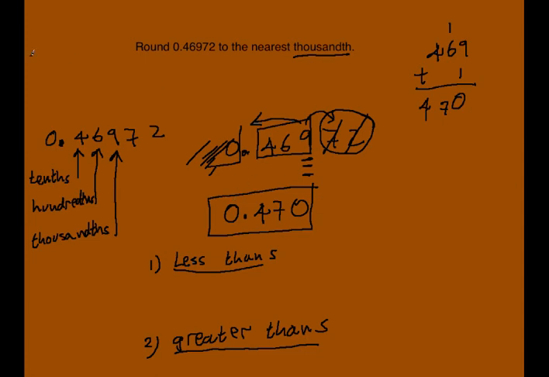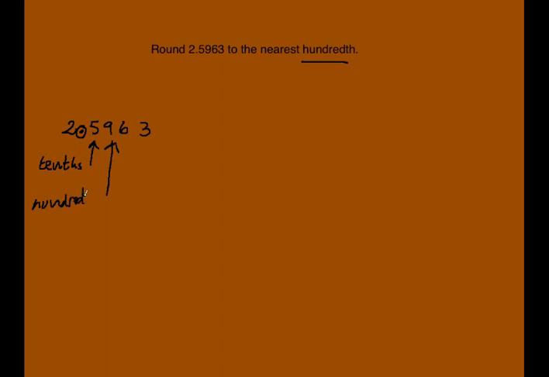This might look a little bit complicated, so let's look at another example. Let's say that you have this problem here. Now you want to round 2.5963 to the nearest hundredth. So again, we're going to write down this number. We're going to see where the decimal point is. We're going to look for the number in the hundredth place. So this is in the tenth. This is in the hundredth. We're going to underline the number that is at the hundredth place.